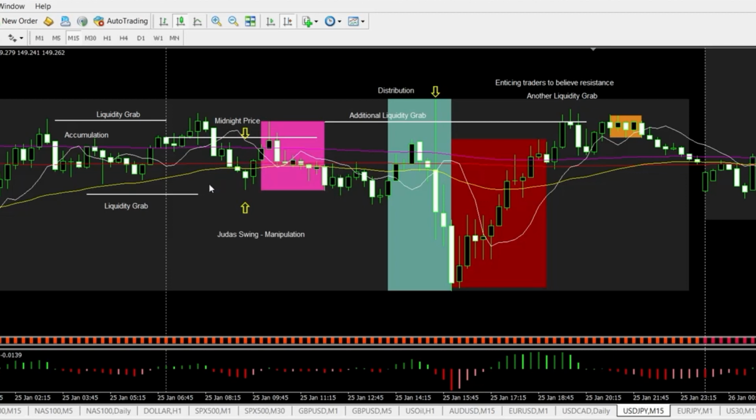And of course, the high or low of the day is created between the midnight price and the 5 a.m. price Eastern Standard Time. However, in this case, the high of the day is actually created around 8:30 because of news. But if we look, the Judas Swing happens during the London session, and then you're looking for the direction and where you can enter.